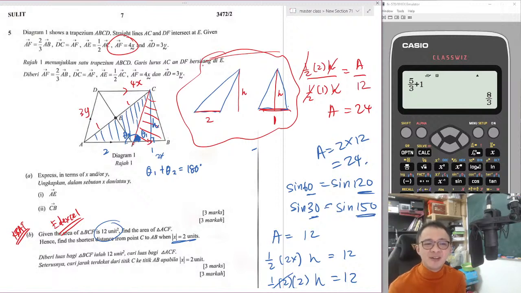So for the tangent graph, if it is untidy, will they deduct marks? Yeah, you should try to draw it as nicely as possible.